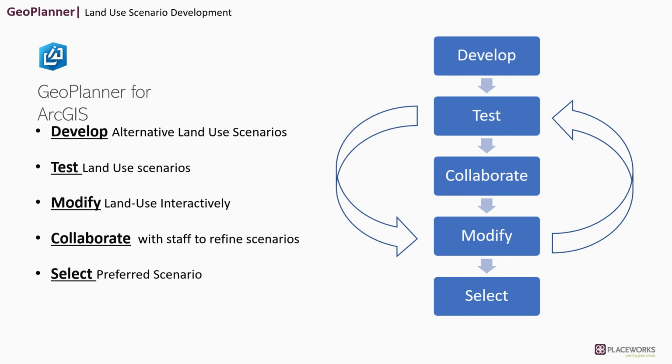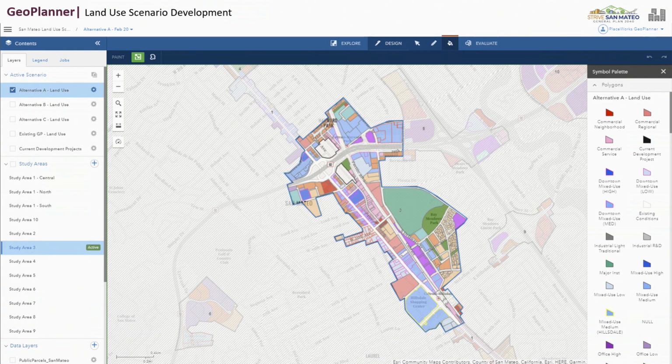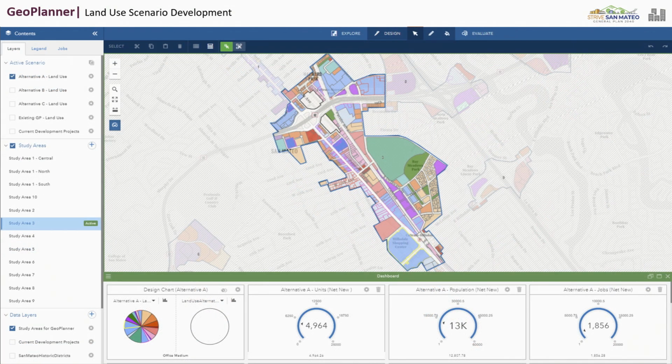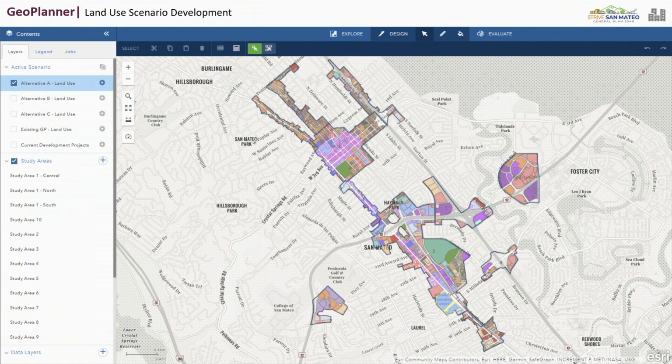So we came up with this sort of stack for a geodesign process, right? Develop, test, collaborate, modify, and then go back and test again and collaborate and modify and just iterate through that until you select an actual preferred land use scenario. And this is kind of what the outcome was, right? So then you see these study areas, and we start to plan those study areas, apply these use types, and get some metrics and some outcomes. And then we have a preferred land use scenario.